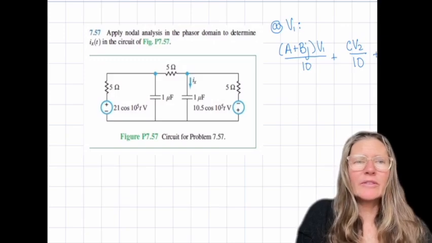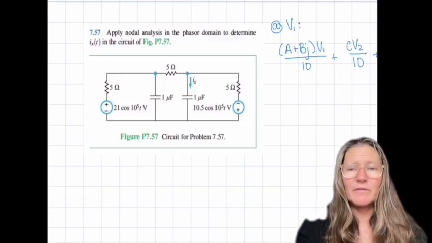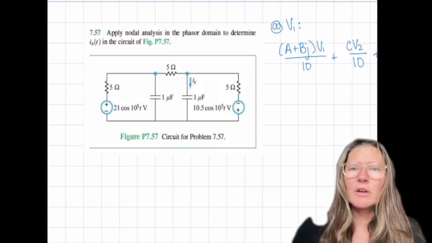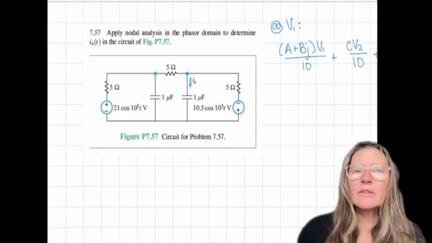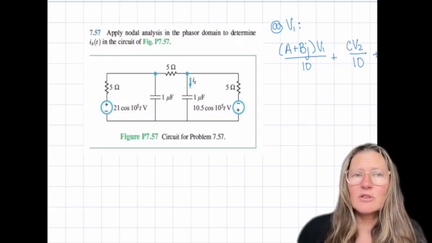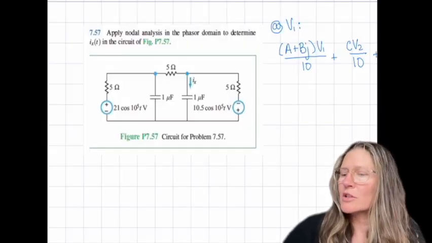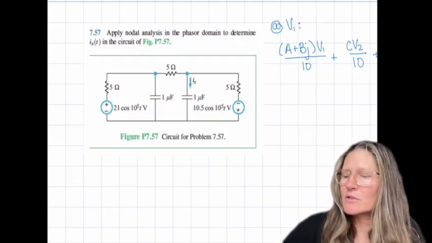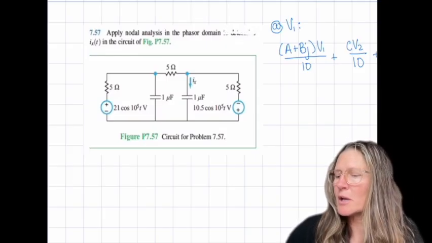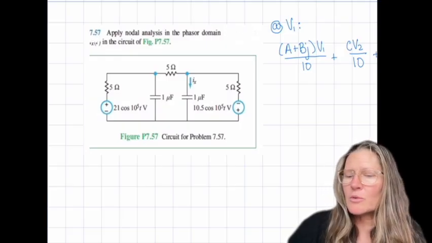Hi, so this problem is based off of 5.57 from the Ulaby book. This one is asking to apply nodal analysis in the phasor domain to determine Ix of t. We're actually not going to do the full part of this, so just do it in the phasor domain. And so you're going to get a node voltage equation.